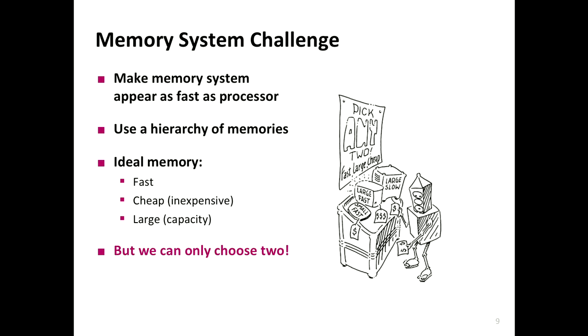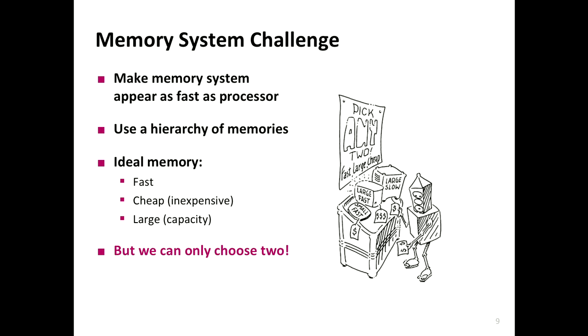So in general, what happens here is that the idea was, if you're not able to scale the technology, at least try to force the system, to fool the system, to look like the memory is as fast as the processor, right?